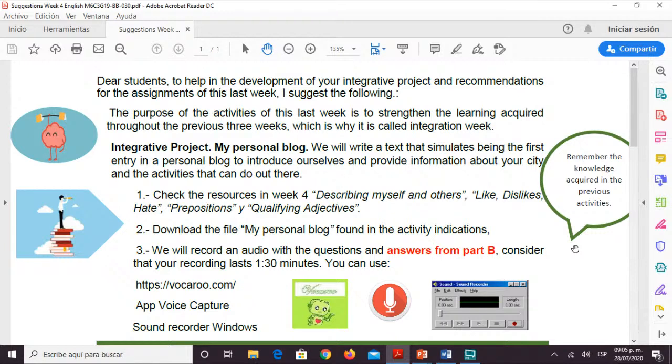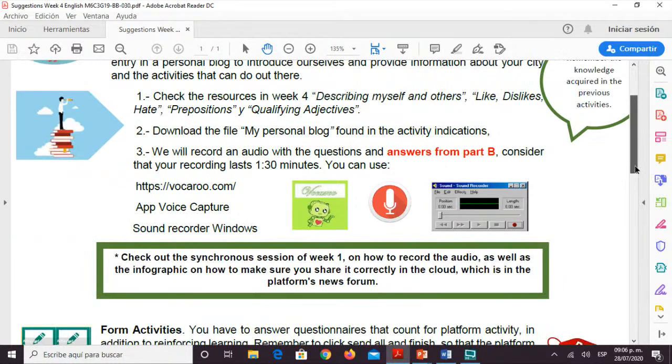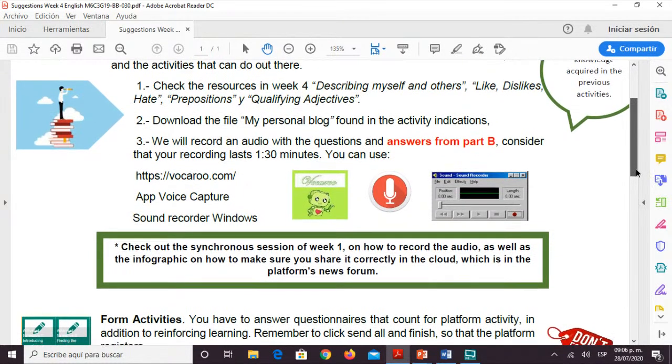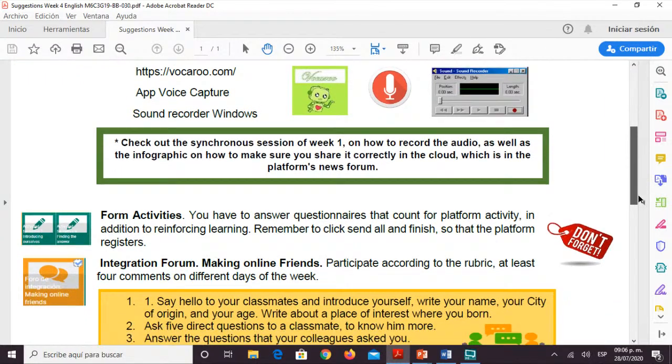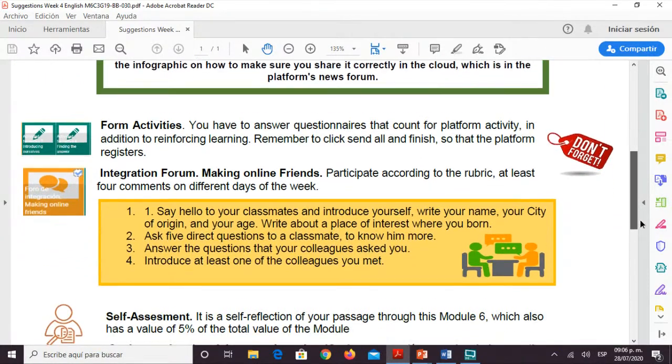So we're going to review everything that we learned, that we studied in the last weeks, introducing ourselves and providing information in this personal blog, okay? And qualifying adjectives. We have to download the Finder personal blog that we're going to check out in a minute. And also we have to record an audio with the questions and answers of part B. We're going to check it out in a minute too.